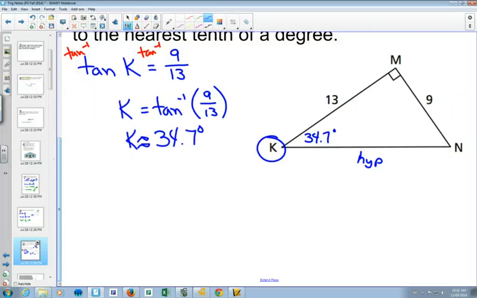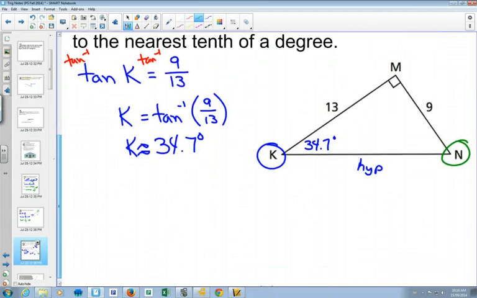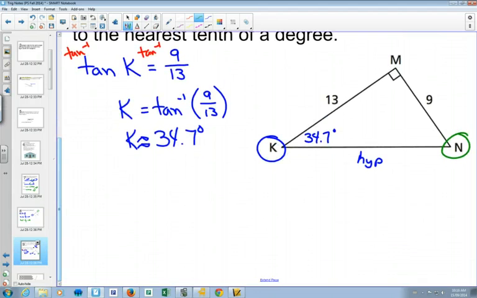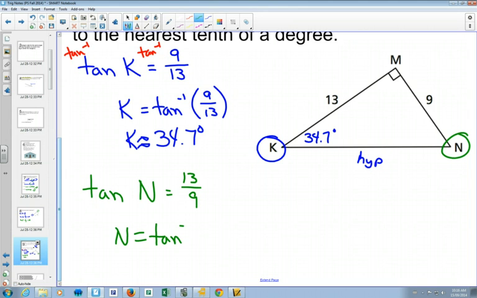To find angle N, there's now two ways you can find angle N. If you wanted to, you could do the same thing that we did in the first part. We could say that we know that tan of N is equal to, now the opposite side is 13, the adjacent side is 9. So if I did tan inverse on both sides, I would find out that N will be tan inverse of 13 over 9.